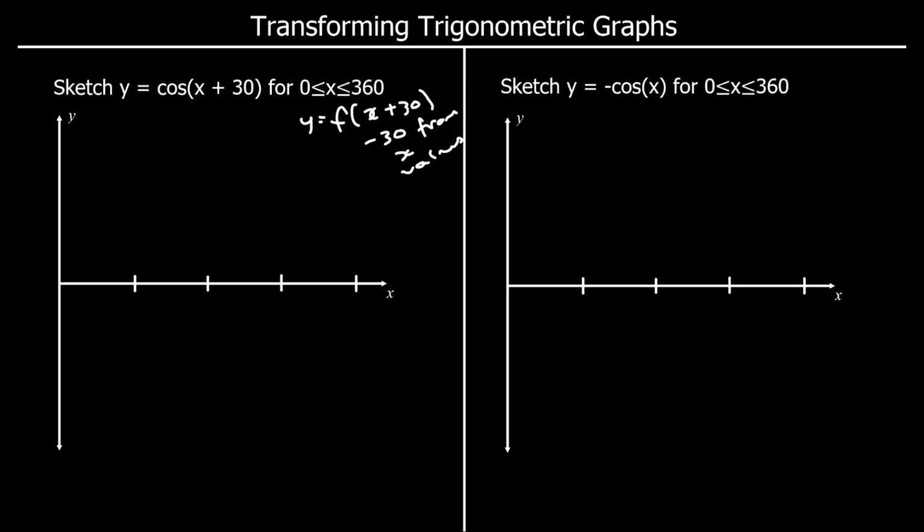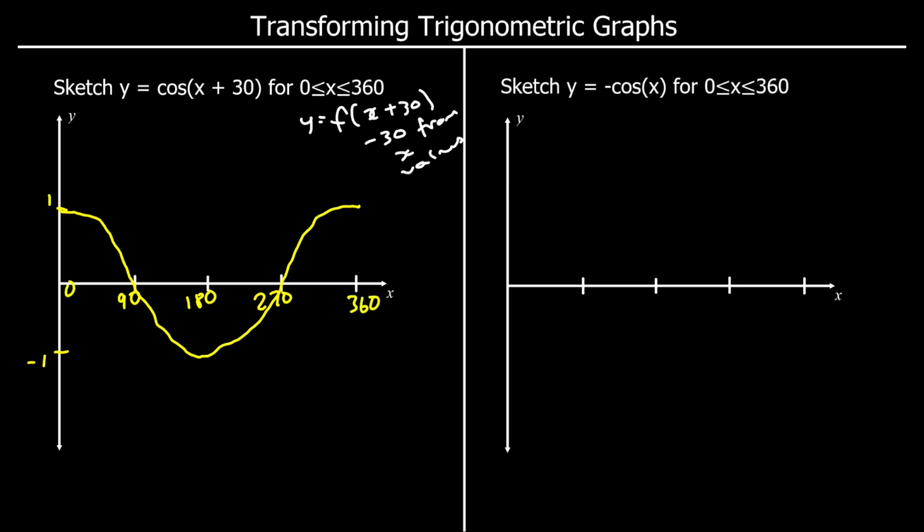So let's just sketch our original first. So cos, again, between 1 and negative 1. Cos starts at 1. So 0, 1. It's at 90, 0. 180, negative 1. 270, 0. And back to 360, 1. That's our original cos graph.